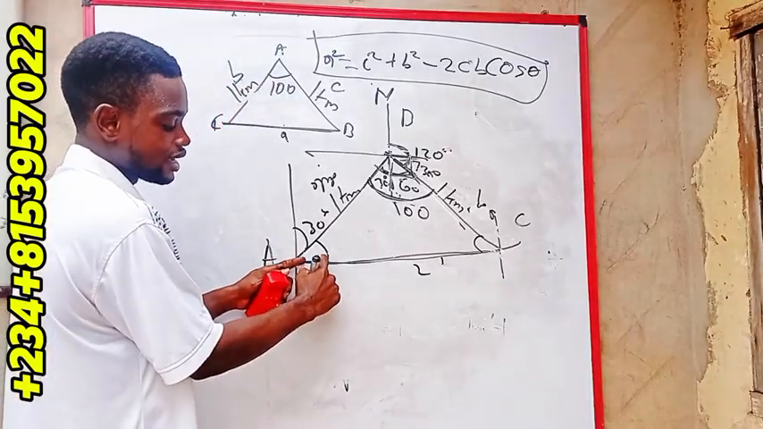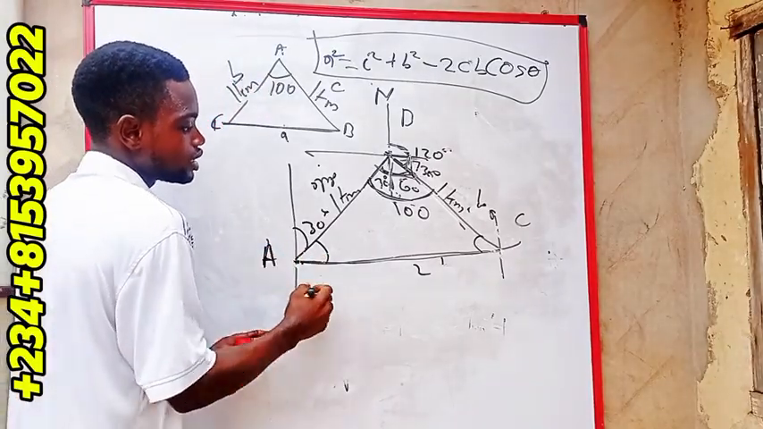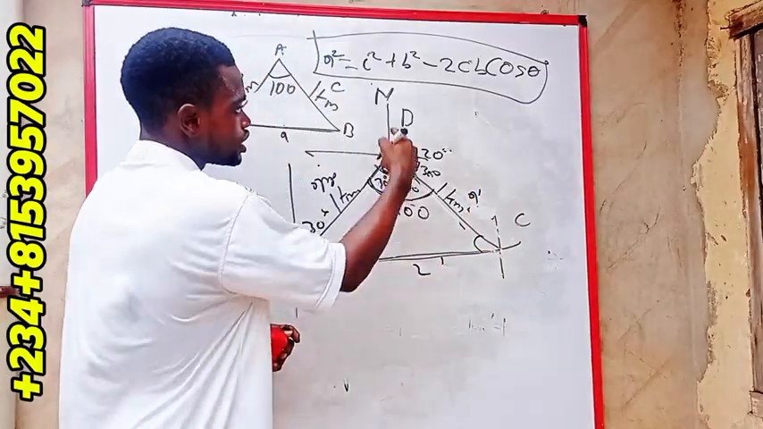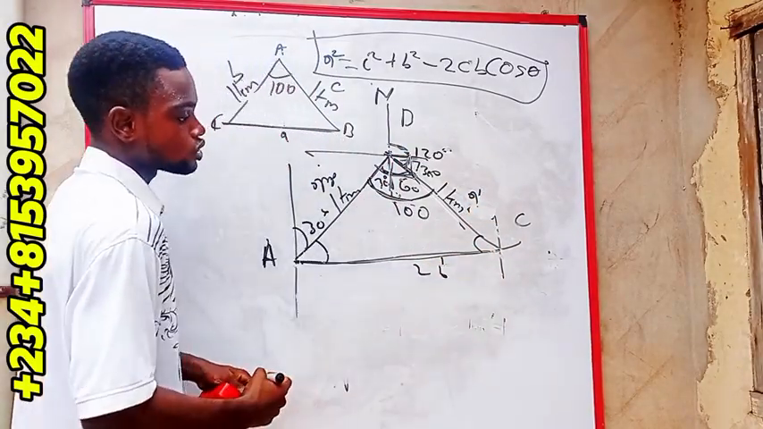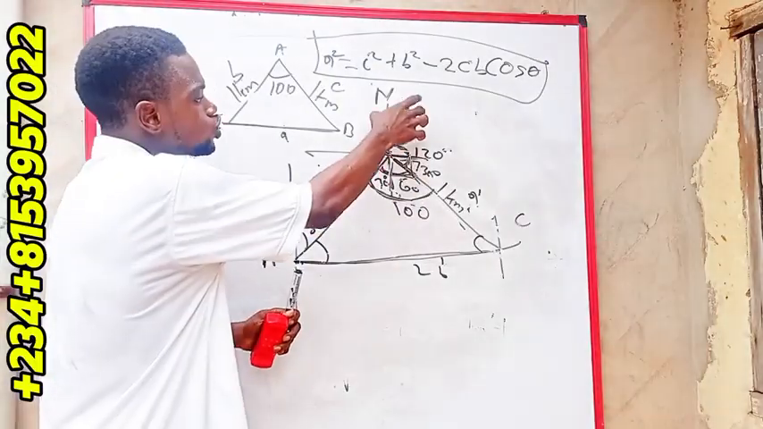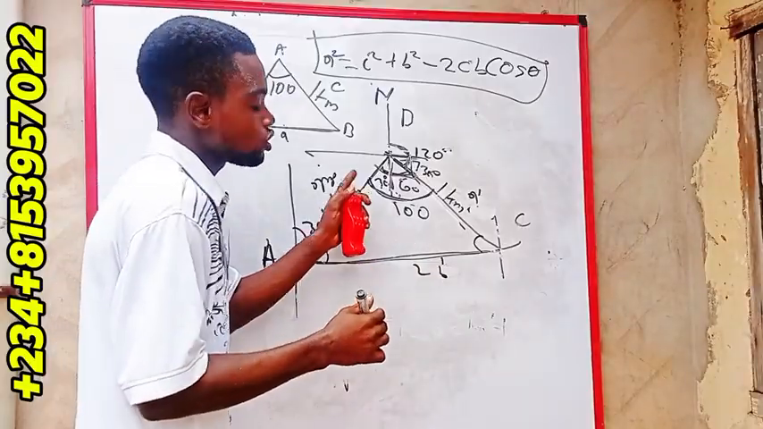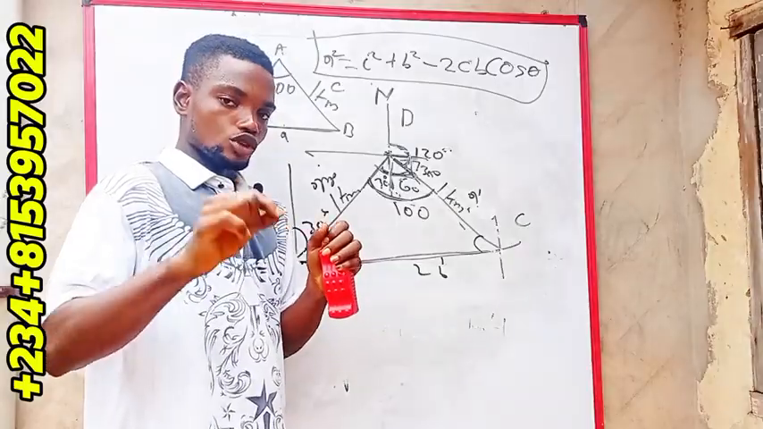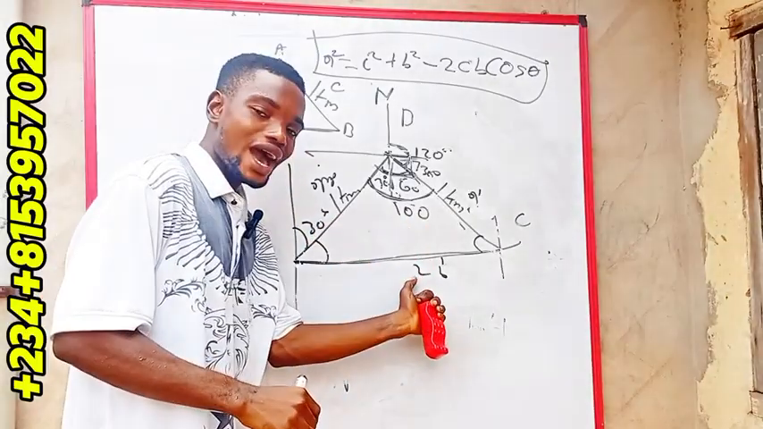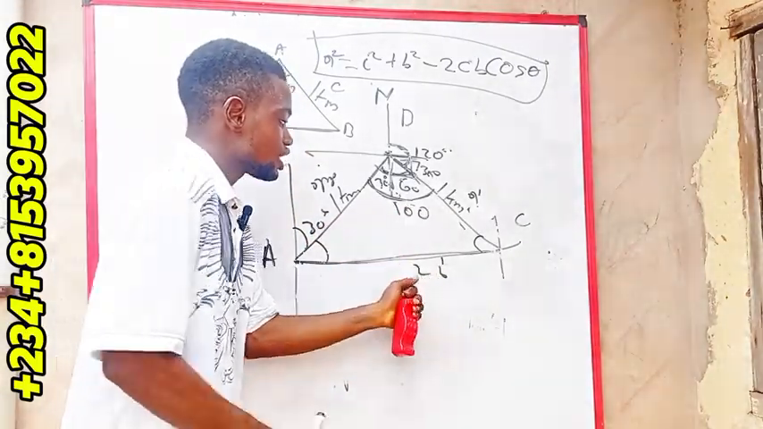You're not asked to find this side. Take here as A, take this place as small a, take here as B, take this place as small b. You get me? Now you're going to use the side you know. You know this angle and you know this side, you're going to use it.